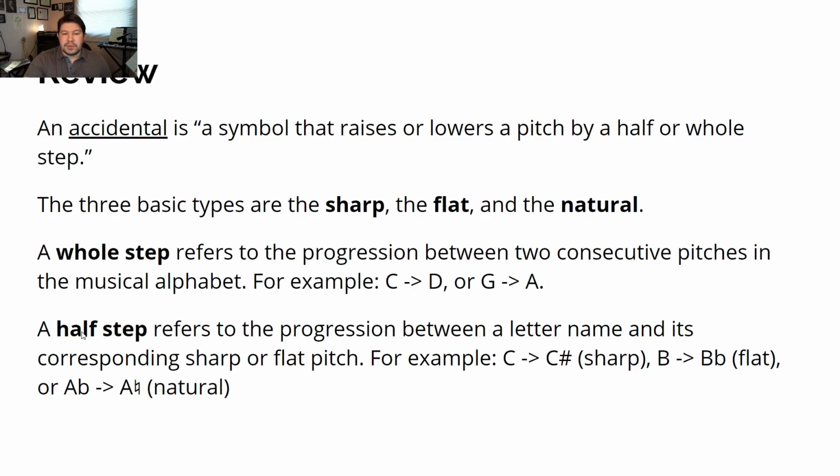Since they are not whole steps, they would end up being half steps. The half step is referring to the progression between a letter name and its corresponding sharp or flat pitch. Obviously, you're going to see that natural is part of this as well, because you can move a half step from an accidental back to its natural. We'll discuss that a little further in just a moment. So, for example, it would be C going up to C sharp, or B going down to B flat, and the same thing with A flat moving up to A natural, because remember, we have a flat pitch that returns to natural and has to raise that pitch up a little bit to bring it back to natural.